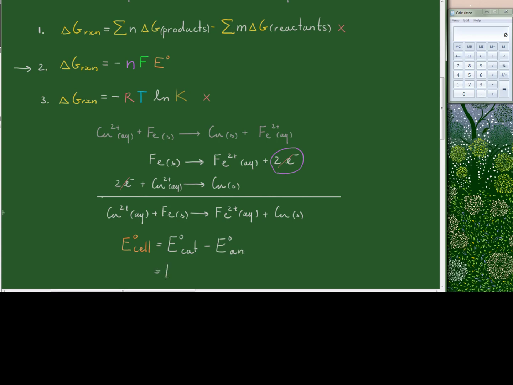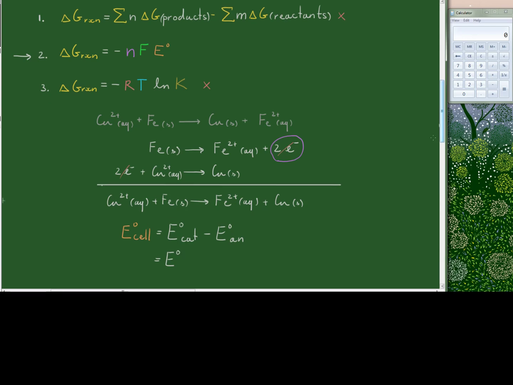Or, I could also say, the standard reduction potential of the reduction minus the standard reduction potential of the oxidation. This means that I need to figure out what is being oxidized and what is being reduced. And I can do that by using the oxidation numbers.